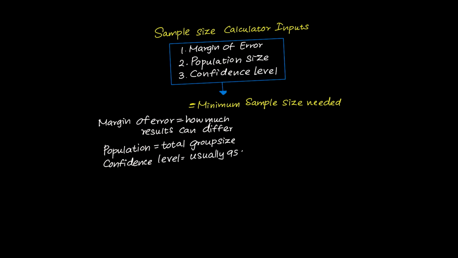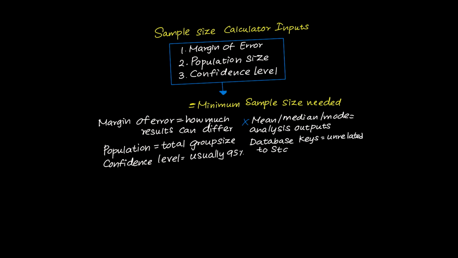Mean, median, and mode are measures of central tendency. Those are outputs of analysis, not inputs for calculating sample size. Primary key, foreign key, and composite key are database design elements. They have zero connection to statistics. Descriptive, structural, and administrative are the three types of metadata, also unrelated to sample size calculations.